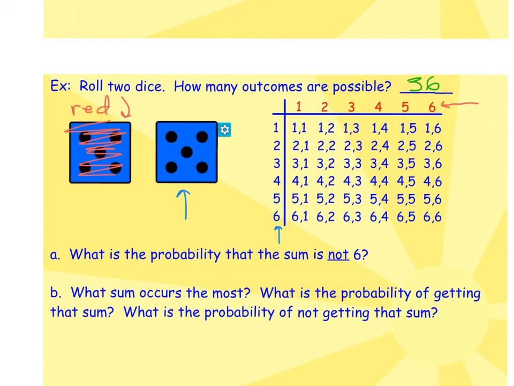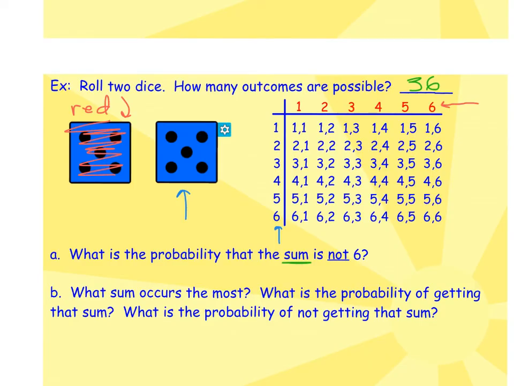It says, what is the probability that the sum is not 6? So if there are 36 total, there's lots of different sums on here. For example, if each of the dice lands on a 1, the sum would be 1 plus 1, which is 2. If the dice land on 4 and 6, the sum would be 10. So I want to know the probability that the sum is not 6. This is one of those complement answers where instead of counting all the sums that aren't 6, it might be faster to find the sums that are.